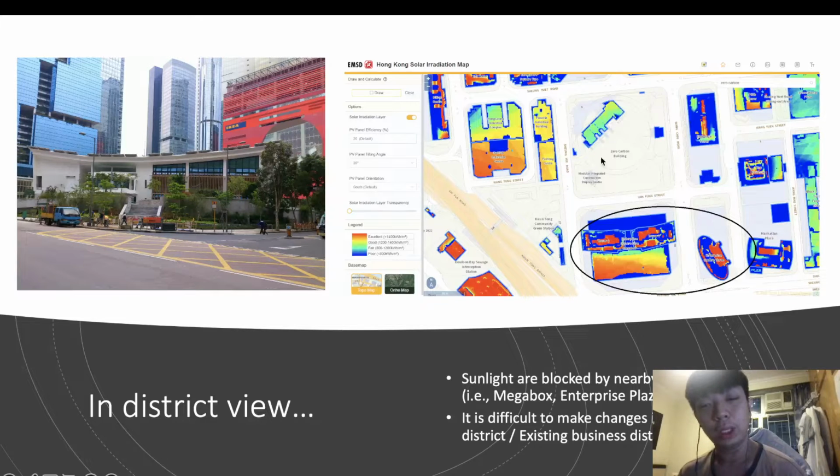Most importantly, these two buildings, although they have very good or excellent solar irradiation, do not install any PV panels. So it's quite difficult to make changes in these developed districts or existing business districts.